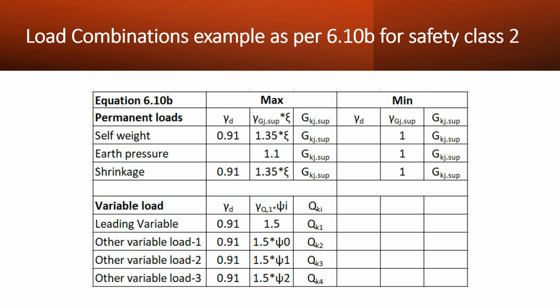And after that we'll make the same permutation combinations. Like first, then in the next case you have to consider load 1 as the leading variable and the other three loads as accompanying variable loads. Then in the next case, you consider load 2 as the main leading variable load, and the other 3 as accompanying variable loads. So you will get 4 to 5 equations and you will find the worst value, right? And you have to design accordingly.